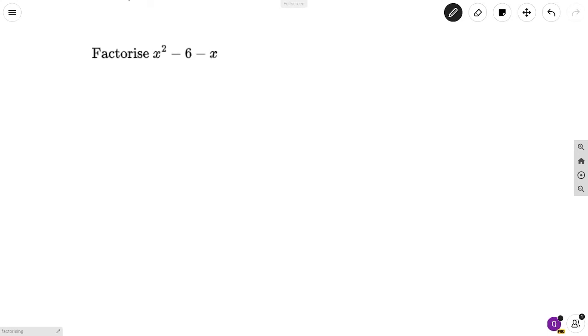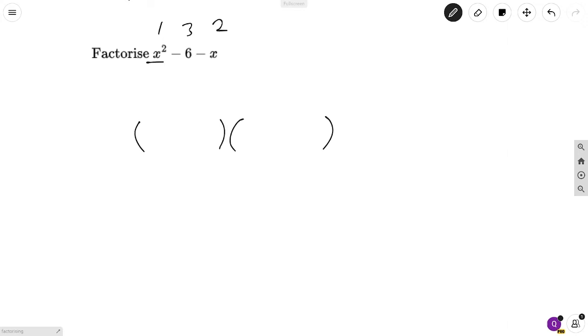In this video, we're going to factorize this expression x squared minus 6 minus x. This is a quadratic expression because it's got x squared, and it's also called a trinomial because it's got three terms: an x squared term, an x term, and a number term. To factorize this quadratic trinomial, that means we're going to rewrite this expression as a pair of brackets which multiply out to make x squared minus 6 minus x.